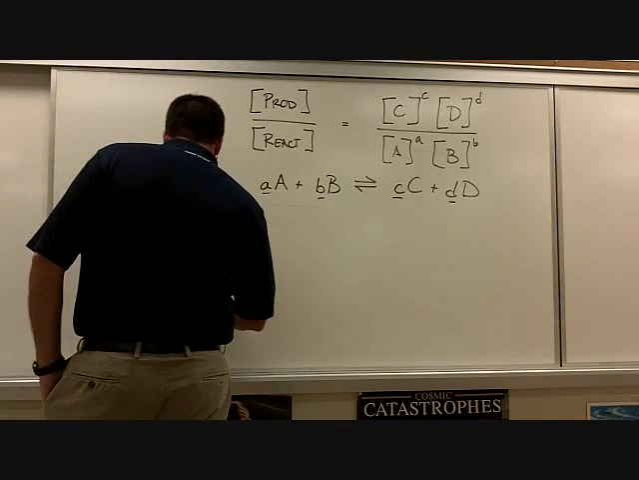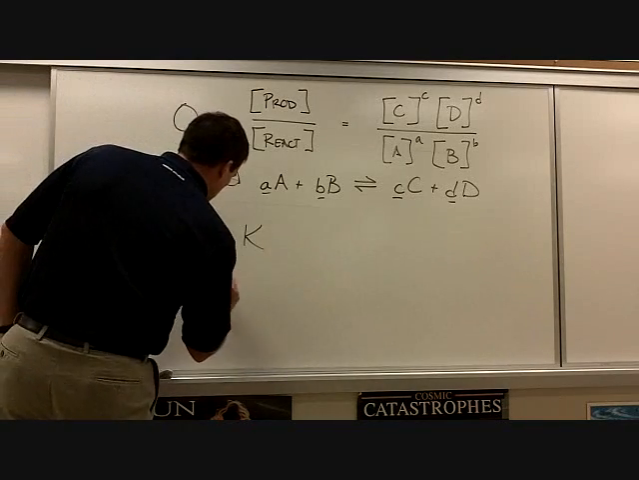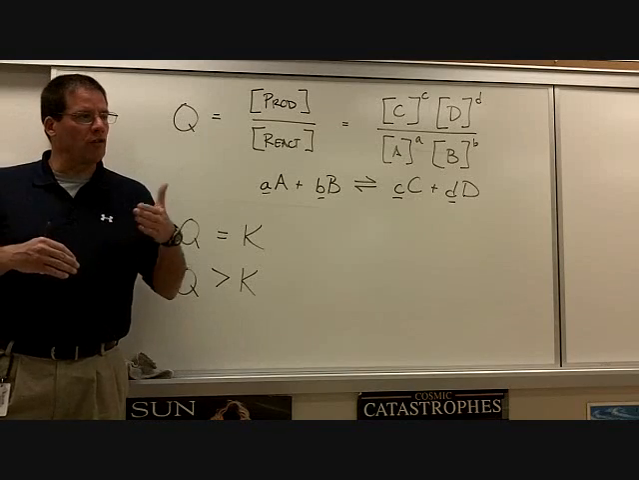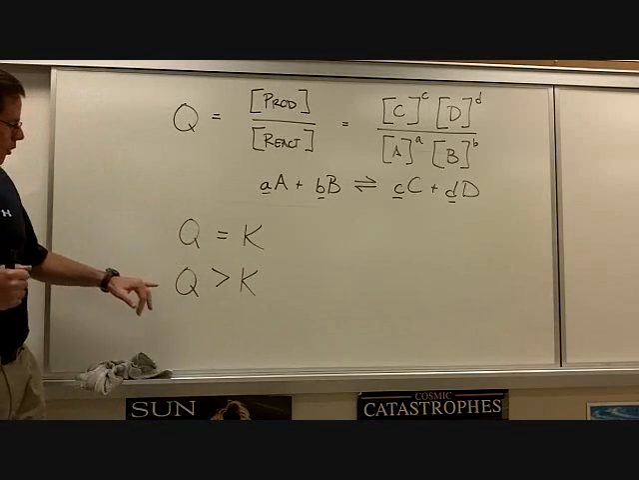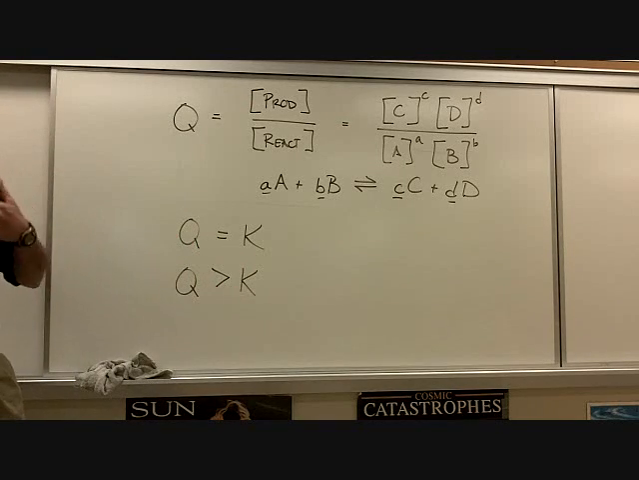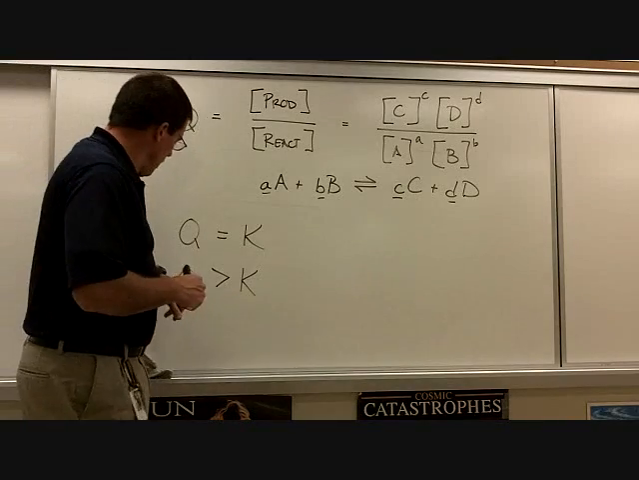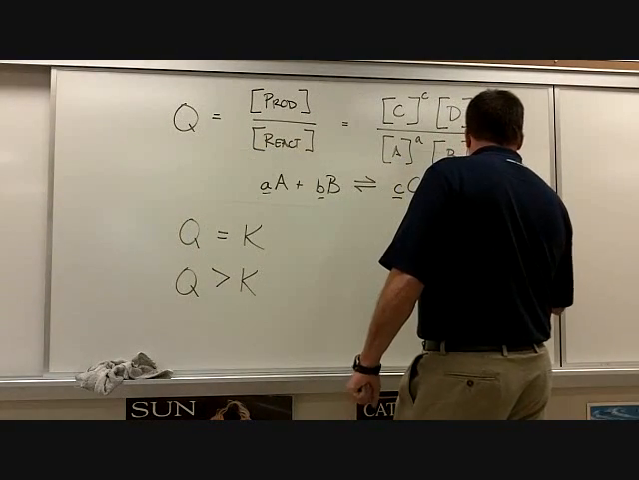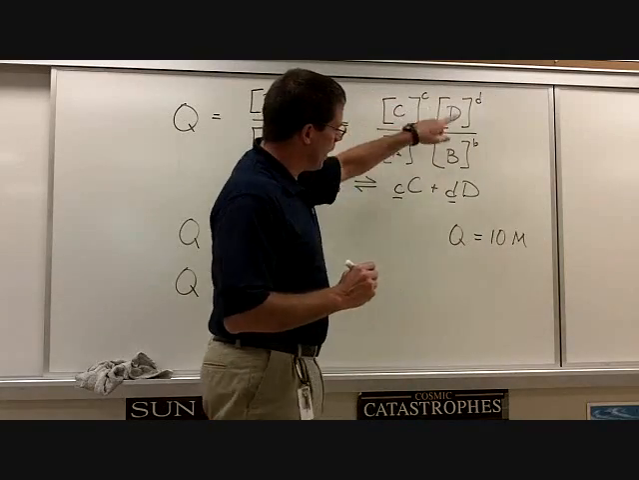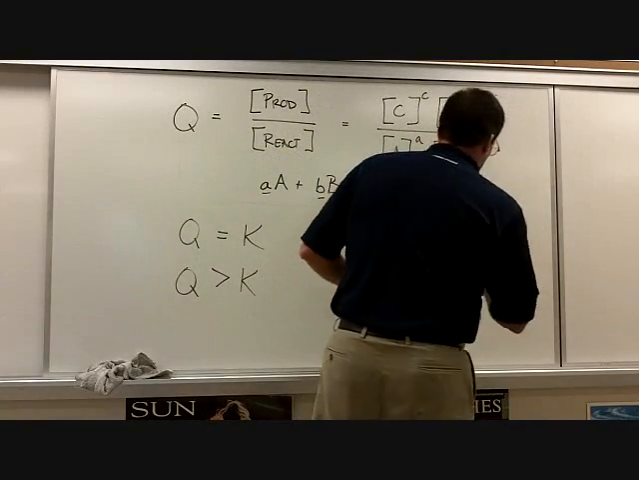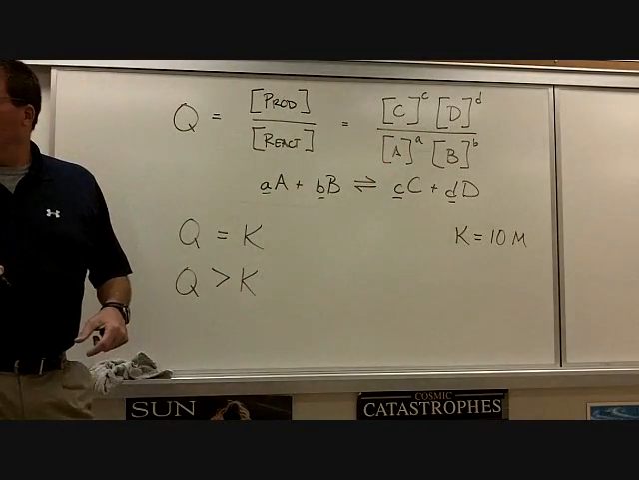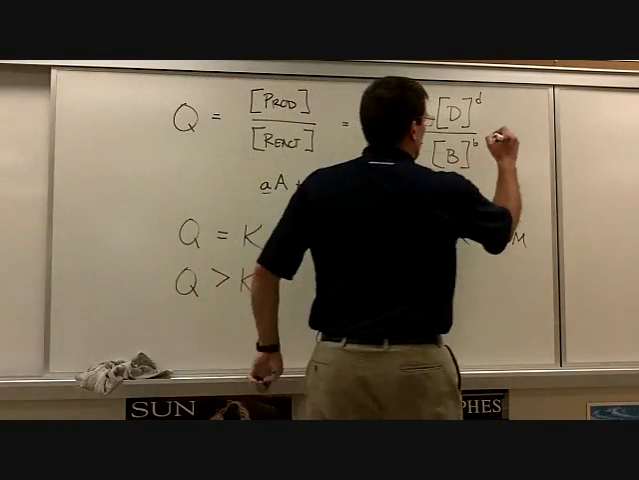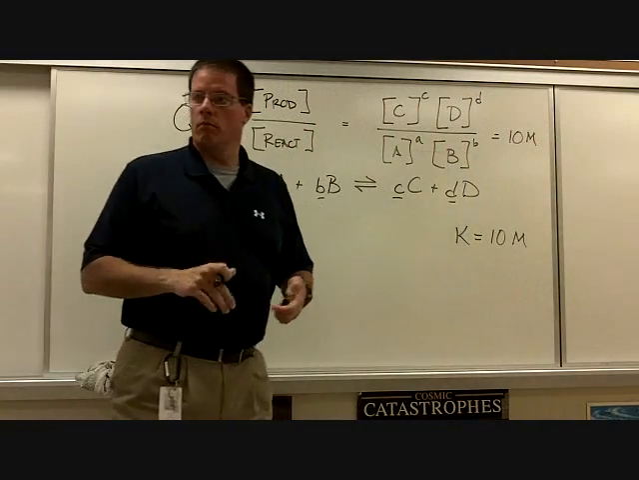All right, now, here's a good little thing to try to figure out. If Q is greater than K, we're not at equilibrium, but do we have more reactants than products, or more products than reactants? In other words, which direction do we need to shift to get to equilibrium? Okay. Now let's think about this. If my Q value is too high, let me give you a fake value. Let's say K is 10. Okay. Q is where we're at in the reaction, okay? So all of this is to equal 10 molarity, and it's a ratio, okay?